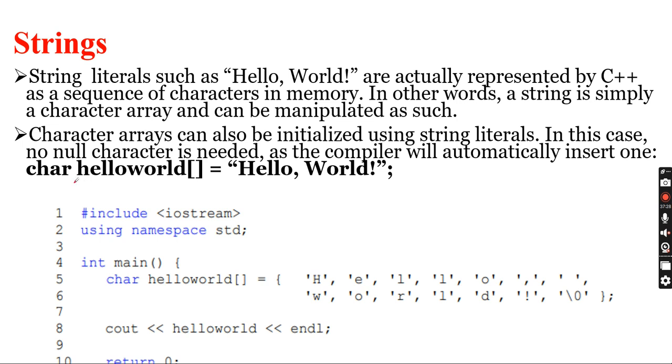Strings are simply character arrays. A string can be treated as a character array in C++. So you can either initialize it like this, which is known as a string literal, or you can declare it like this also, like the normal arrays we had.